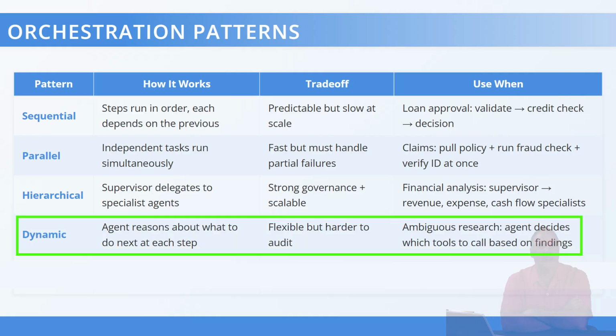Pattern 4 is dynamic. Here, the workflow isn't predefined. The agent reasons at each step about what to do next. It starts with research, looks at the results, realizes it needs more data from a different source, calls another tool, evaluates again, and eventually reaches a conclusion. Dynamic orchestration is powerful for ambiguous problems where you can't really predict the path in advance, but it's harder to test and it's harder to audit because the exact path will vary every time.